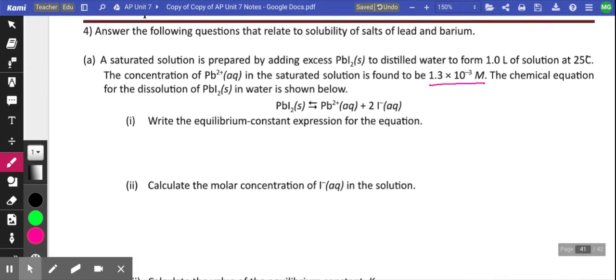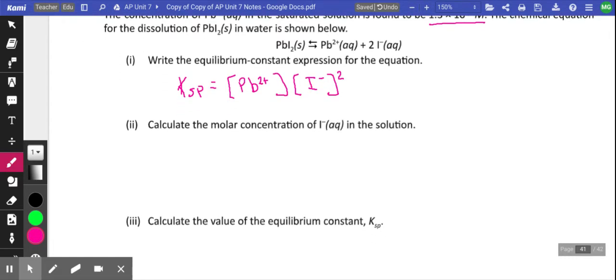Okay, moving on to our last question here. First one wants me to write the equilibrium constant expression. That means the K value. This one's specifically going to be a Ksp because I'm talking about the solubility product, but you could have just written this as K here. And this Ksp is always equal to the concentration of my ions dissolved in solution raised to the power of their stoichiometric coefficient. Solids are not included here. So I should have had K equals the concentration of Pb2+ times the concentration of I- squared.